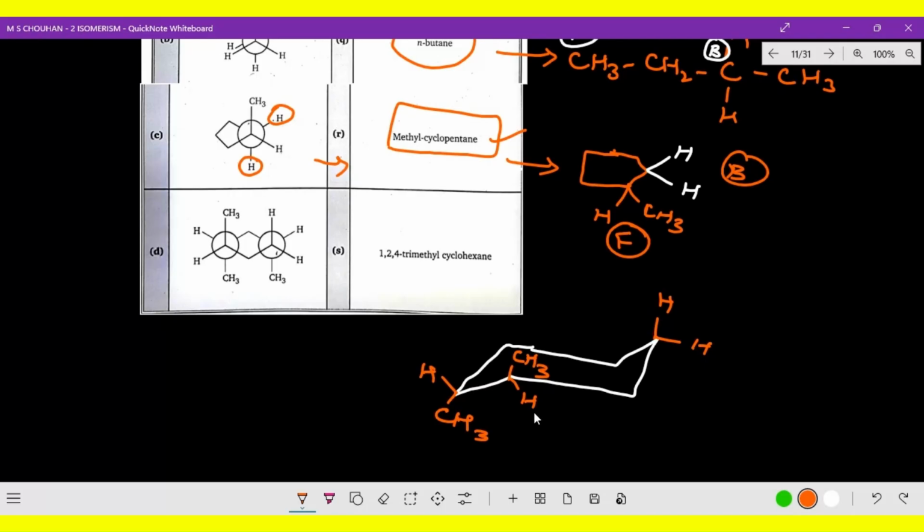Okay, 1, 2, 3, and here 4. This is 1 and this is 2 and this is 3 and this is 4. So in that fourth point it is hydrogen CH3. See here: 1, 2, 4 trimethyl cyclohexane. So 1, 2, 3, 3 methyl. So 1, 2, 4. So this is 1, 2, 3, and 4. 1, 2, 4 trimethyl cyclohexane.